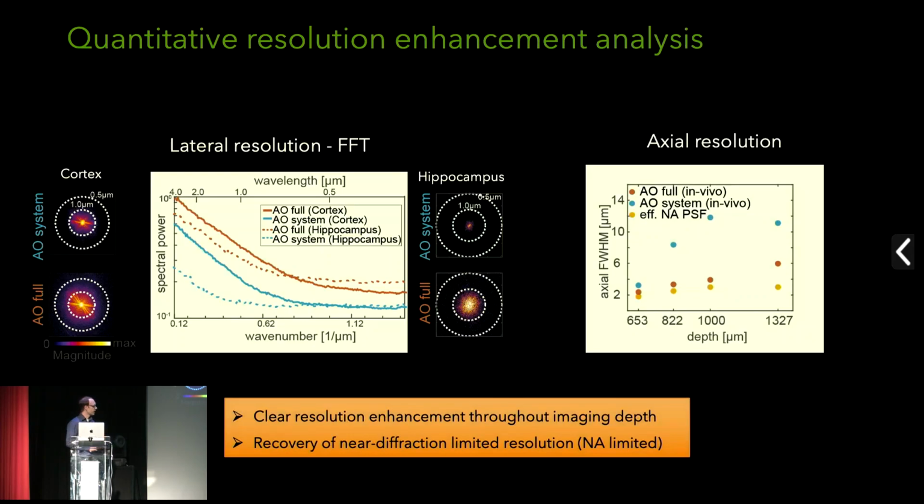Now we can also do again this axial resolution quantification throughout depth. And here what you can see is that when we switch on the adaptive optics, we can almost restore the diffraction-limited resolution at almost all imaging depths. Only at around 1300 microns, we are not quite able to get to the diffraction limit.